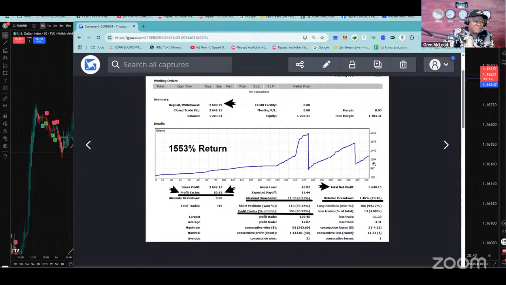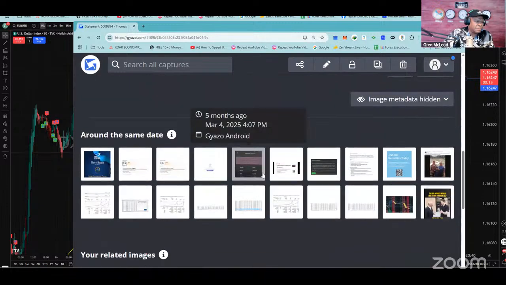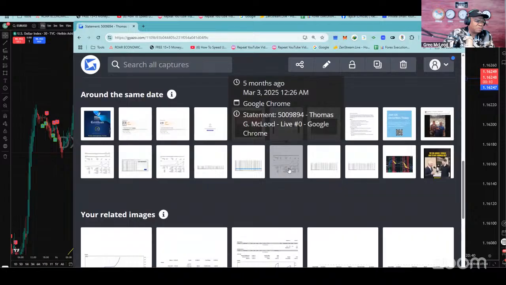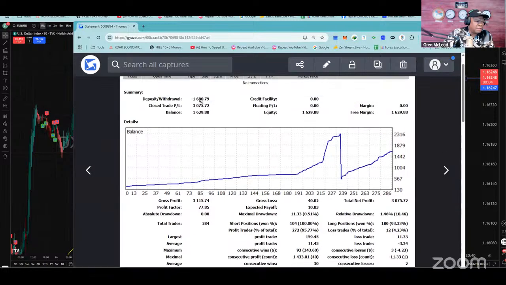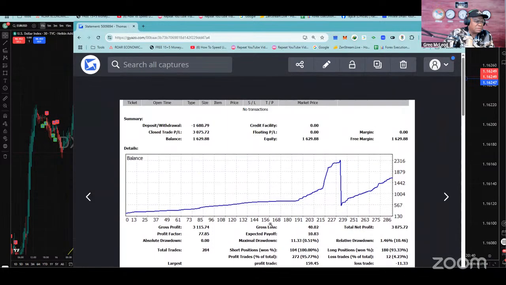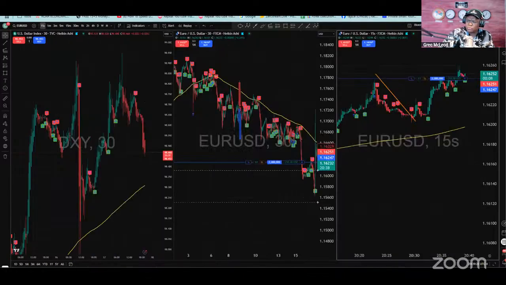Man, if I had this system with this, I'd scale that to like $20,000. Just take an account and take it to 20. I think all these were dollar yen trades too. Oh yeah, I think this is the first one. Yeah, a withdrawal of $1,680. Let that hit your account.